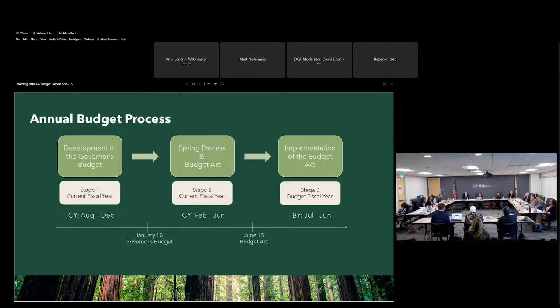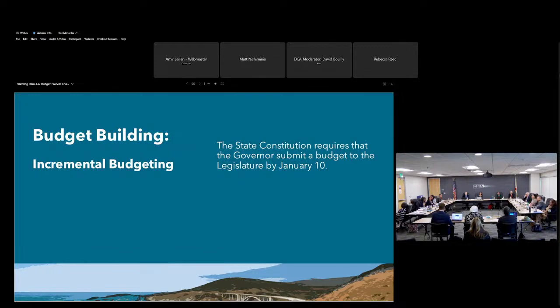Stage 3 is the implementation of the Budget Act in the budget year, beginning on July 1st. The Budget Act is what tells departments their appropriations, the levels within which they can spend during that year. The DCA Budget Office works with its boards to help them operate within their budgeted levels, track the condition of their funds, and project their condition into future years. Slide. The release of the governor's budget on January 10th to the legislature is required by the state constitution in Article 4, Section 12. The state constitution also requires that the legislature pass the budget bill to the governor by June 15th so that he can sign it into law.